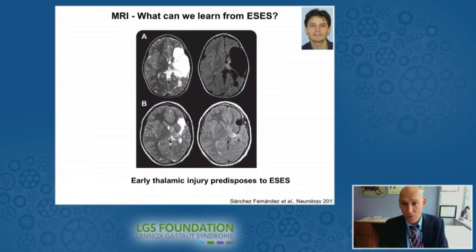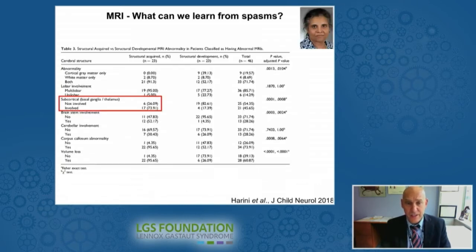So that's where we go to the second section of my talk, and that's about MRI and what we can learn from ESES, for example. So Ivan Sanchez-Fernandez, already now nearly 10 years ago, described that if the thalamus took a hit in these early injuries, in particular early congenital abnormalities or soon after birth, these patients would develop ESES. And this is very similar to the spasms that we see.